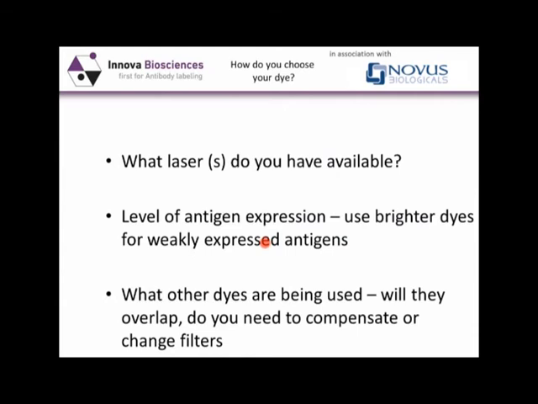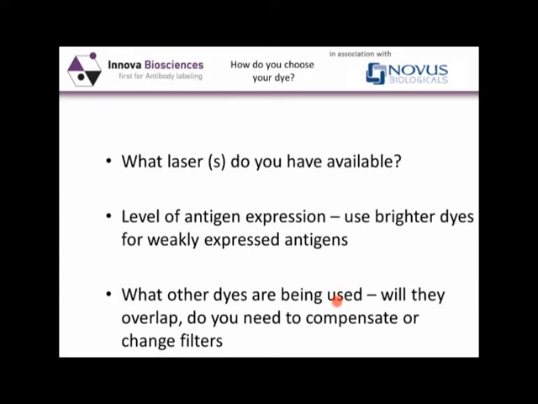Out of that list, how are you going to choose your dye? Now, Graham talked a little bit about this when he was talking about the structure of dyes and fluorescents earlier on. Obviously, one of the things you need to know is what laser or lasers do you have available. You need to choose a dye that will be excited by the lasers that are free for you to use. It's also useful to have an idea of the level of antigen expression. If possible, you want to use brighter dyes for weakly expressed antigens. Typically, a brighter dye would be phycoerythrin or allophycocyanin.